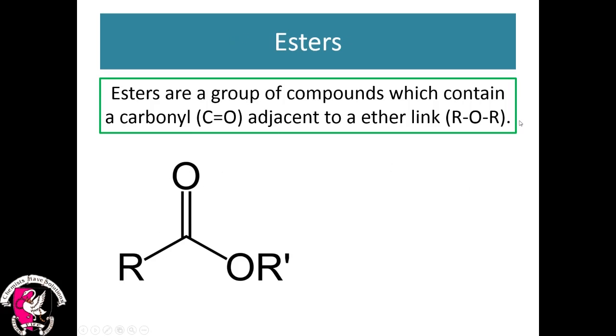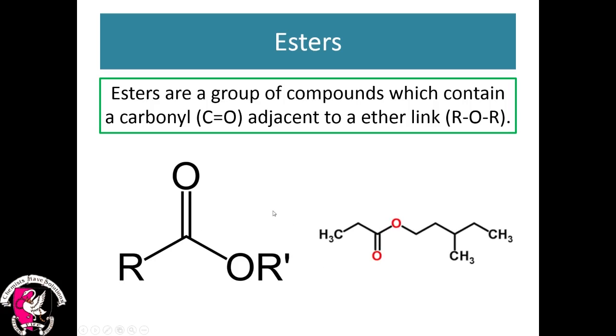First of all, let's look at the ester functional group and what makes a compound an ester. The main thing you need to look out for is this C double bond O, this carbonyl, adjacent to an ether link. So, adjacent to a carbon bonded to an oxygen bonded to another carbon, essentially. So you've got two R groups. They could be the same, they could be different, but this is what you're looking for: this C double bond O attached to an oxygen, which is then attached to something else.